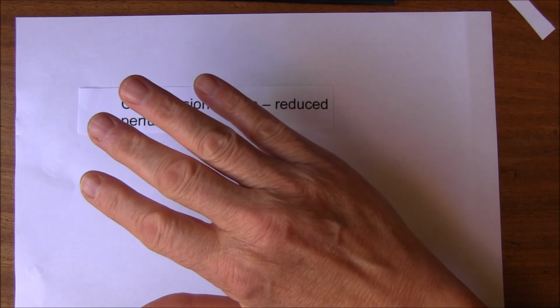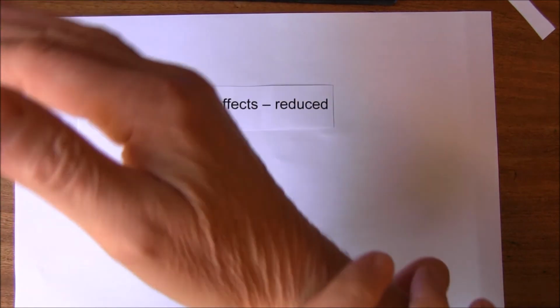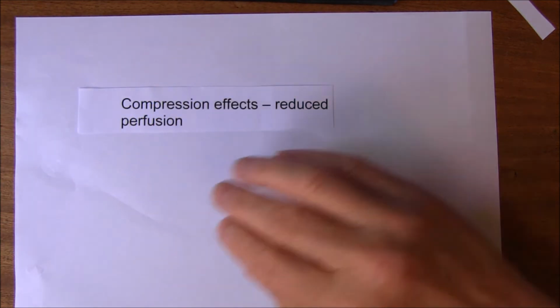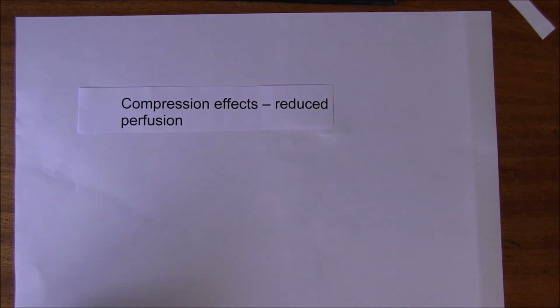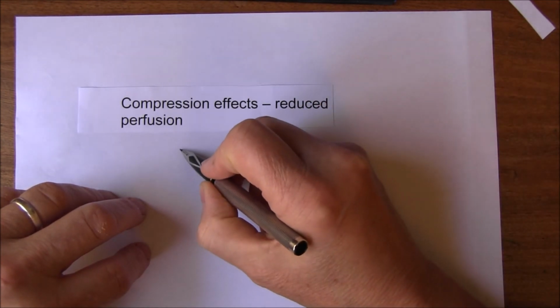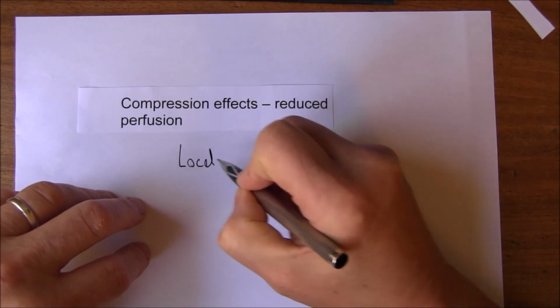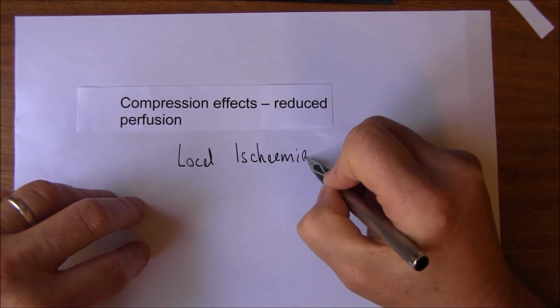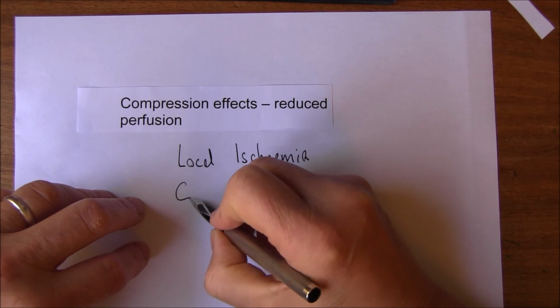And the other big risk with circumferential burns, again, especially if they go all the way around, especially in the limbs, is the risk of compartment syndrome. So we have to look out for localized ischemia, and bear in mind the risk of compartment syndrome.